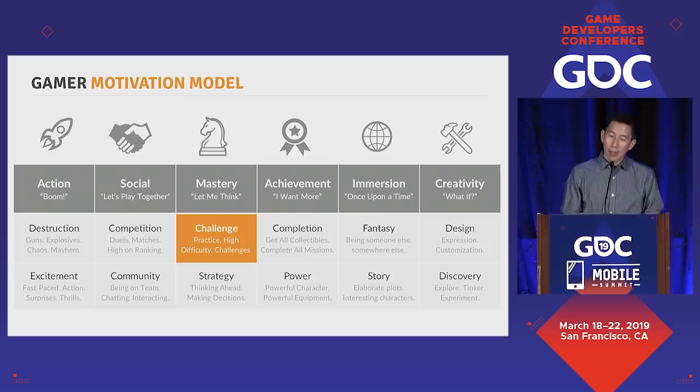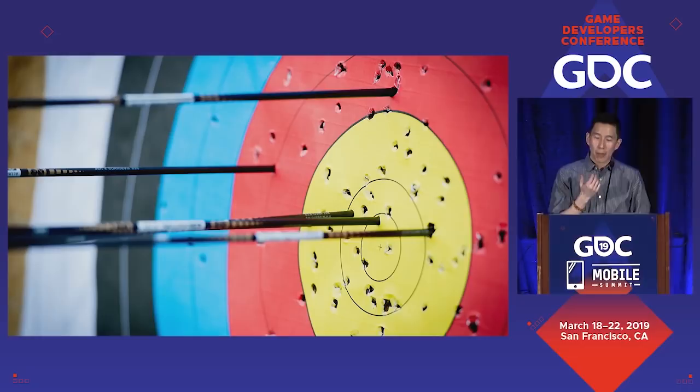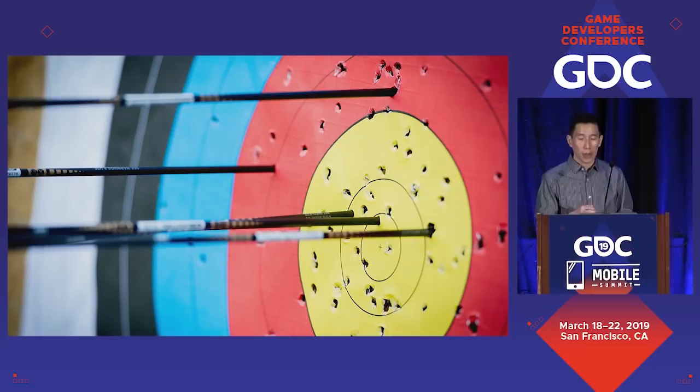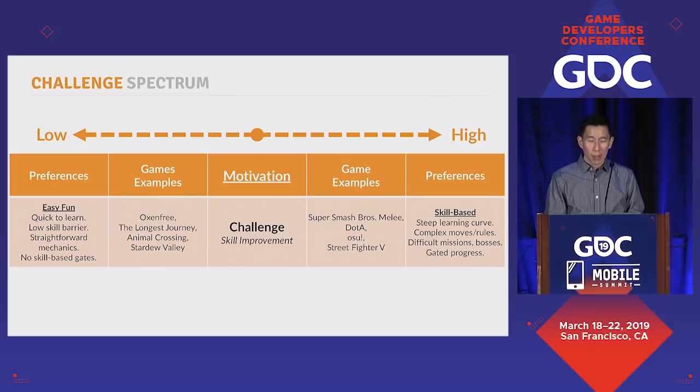Challenge is the other motivation in the mastery pair, both of which revolve around more long-term oriented gameplay. The appeal of challenge lies in wanting to get better at something. This necessitates a skill component because you can't get better at something that is completely based on chance alone. So high challenge is reflected in the appeal of skill-based gates, barriers, difficult missions and bosses, system complexity, and above all, the ability to practice and master a skill. So in our data, some of the games with the highest challenge are Super Smash Brothers, Dota, Osu. These are all games with complex moves and reward practice and mastery over time.